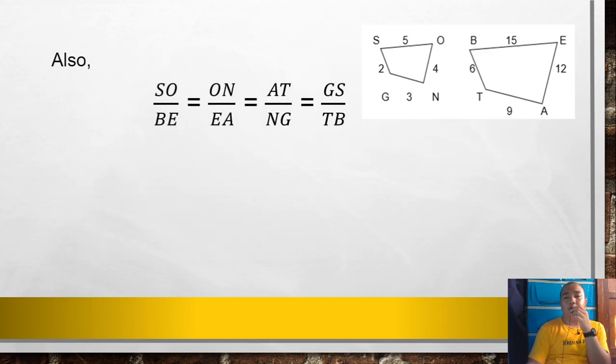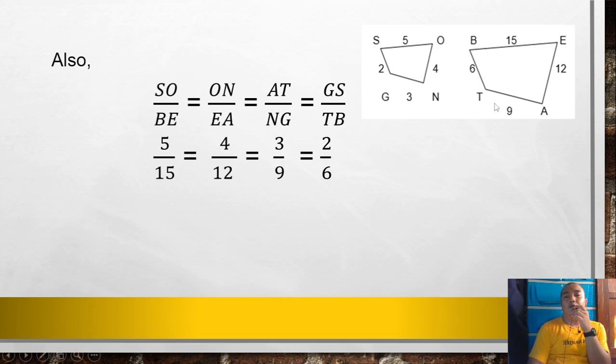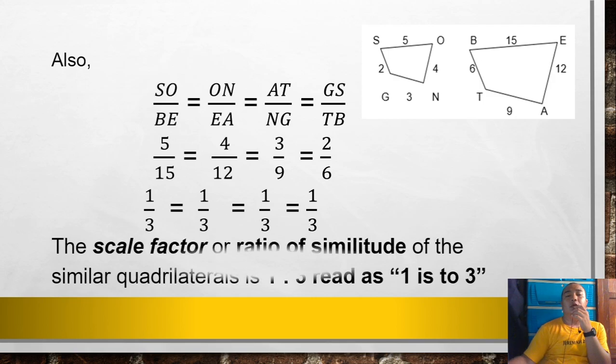Also, the sides are proportional. 5 over 15 is equal to 4 over 12 is equal to 3 over 9 is equal to 2 over 6. Get the lowest term. All of them have 1/3. So 1/3 is the scale factor. Scale factor or ratio of similitude of the similar quadrilaterals is 1:3.